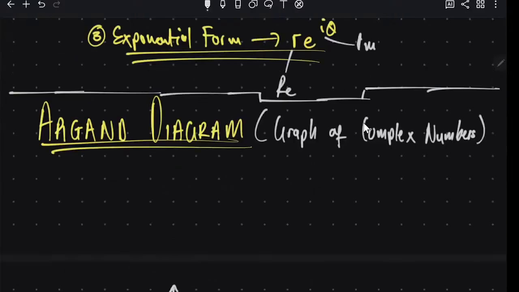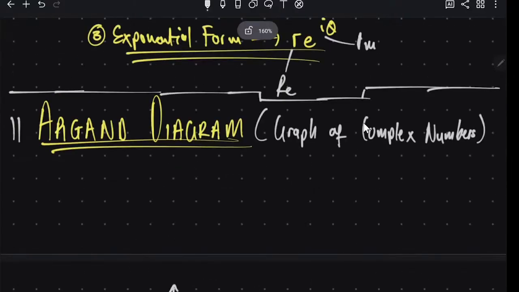Draw this with me. Let's call this part 2, where we do the Argand diagram, which is how you represent complex numbers. That's basically what an Argand diagram is all about. It is about how we represent complex numbers. How do we show them as a graph? So it's just a graph of complex numbers. That is what they'll be calling an Argand diagram.